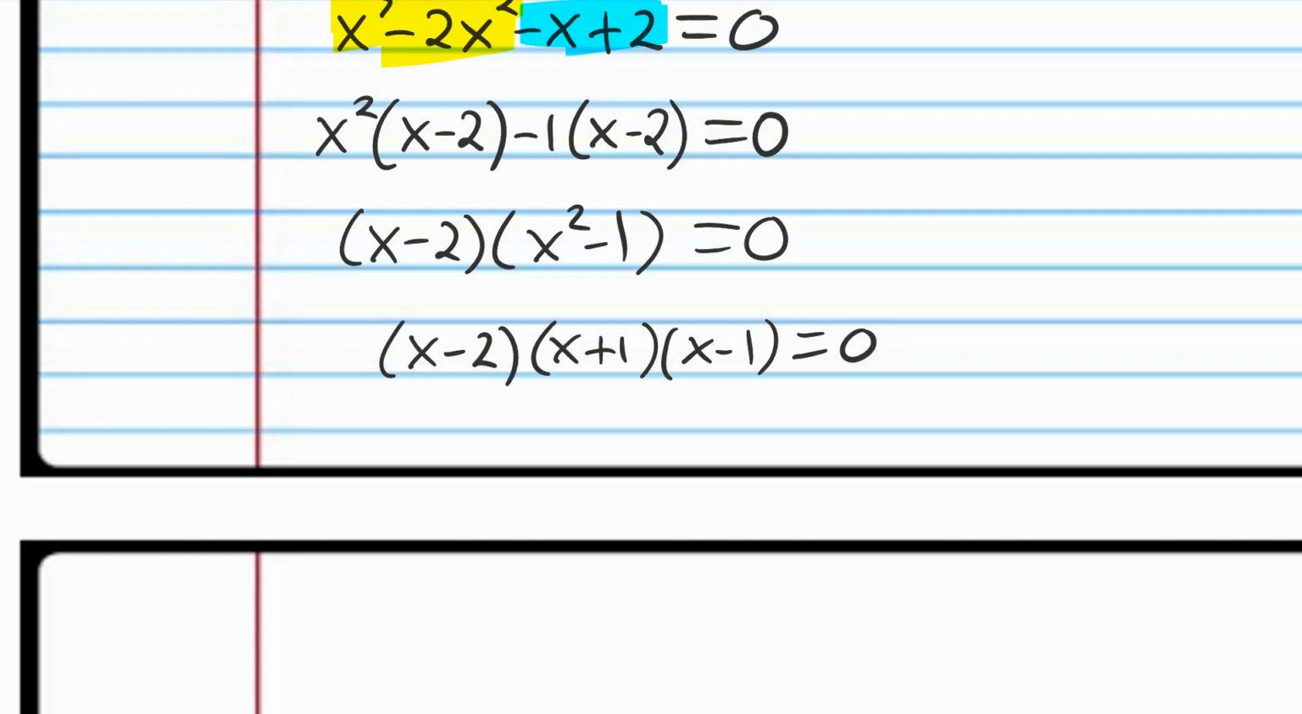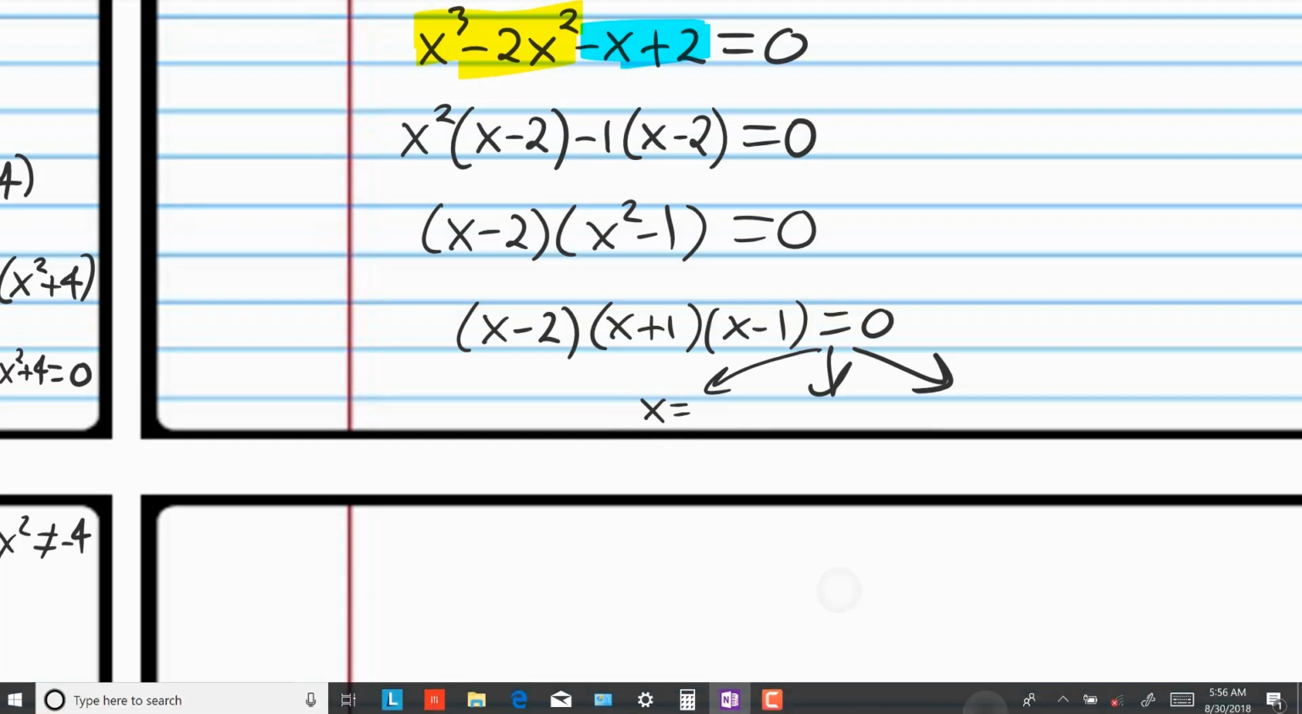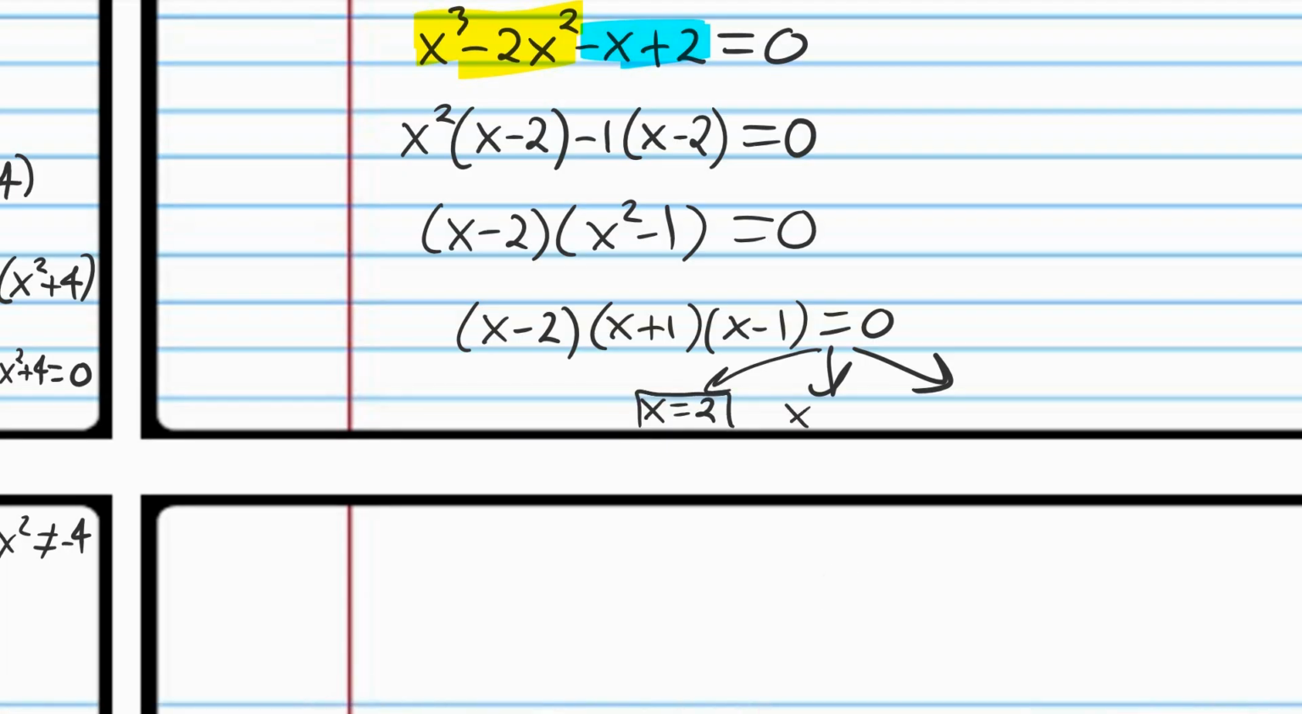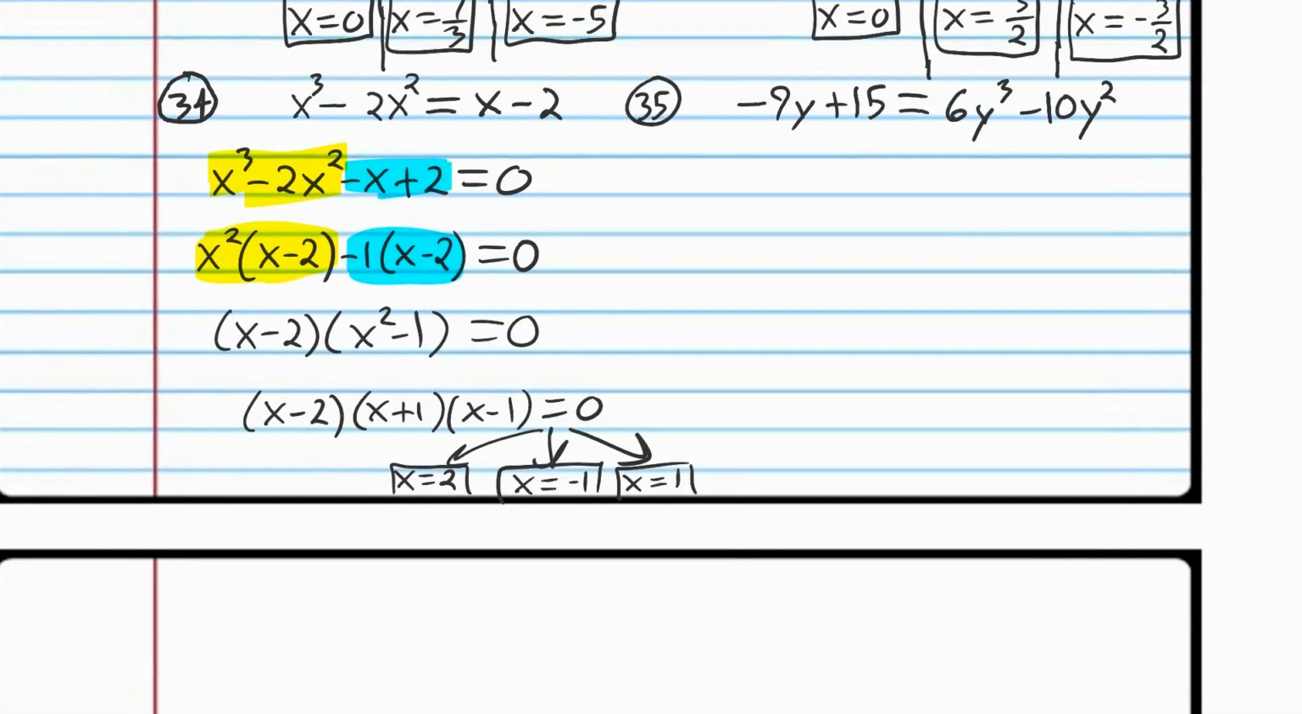All right, so everything looks right. So now, as you can see, I don't really have much room, so I'm just going to skip a step and write x is equal to 2. Well, that's no good because you can't even read that. x is equal to 2, x is equal to -1, x is equal to 1. All right, so why don't you try number 35, and when you come back, we'll do it together.